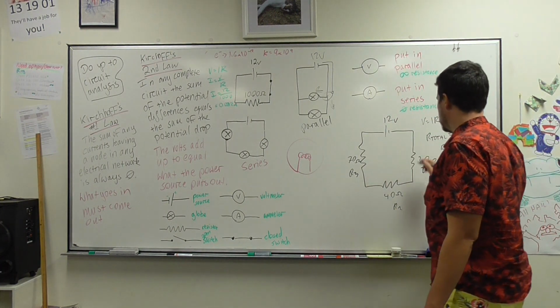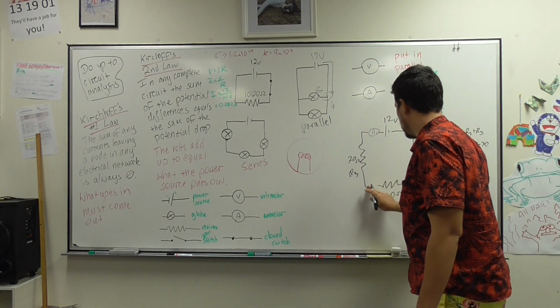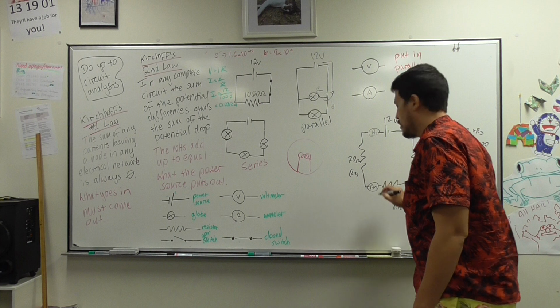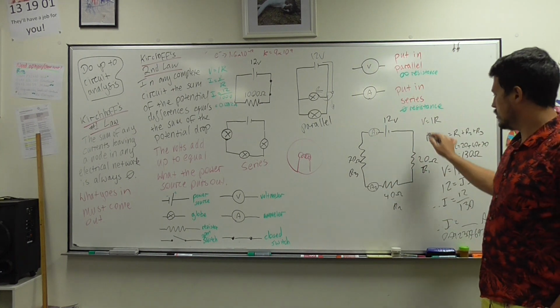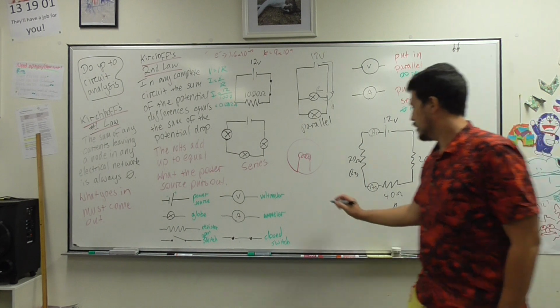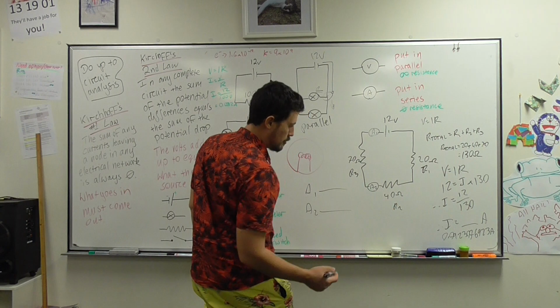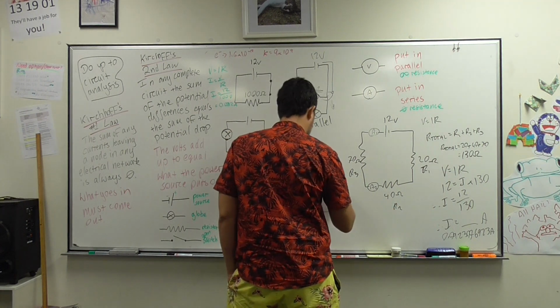Now that we know the amps, say for example I put ammeter 1 there and ammeter 2 here, remembering that this is a series circuit, all the electricity will go around. Ammeter 1 is going to equal the same as ammeter 2. So ammeter 1 will read, ammeter 2 will read, 0.0923 amps.